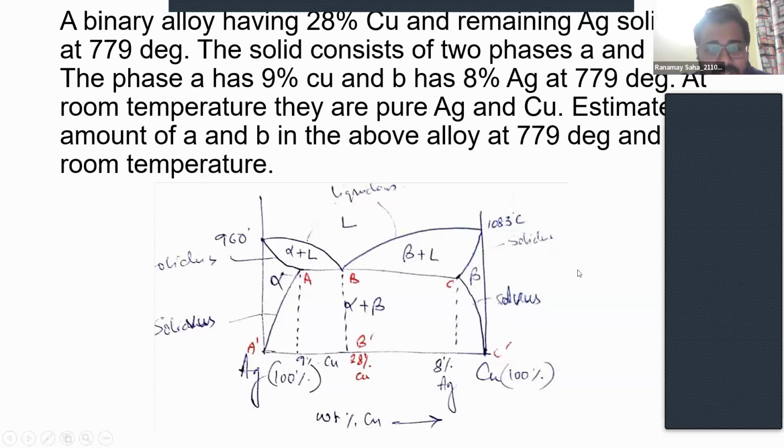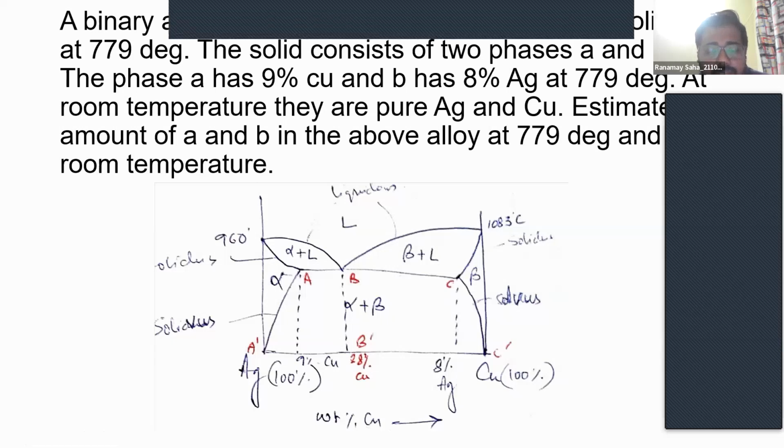No problem. Okay, so this is the phase diagram that comes out of this information. We have an alpha phase, we have a beta phase. Can you guys see my cursor? Yes, sir. Okay. So we have an alpha phase and a beta phase. A and B are written in the question, so you can take A and B as alpha and beta. It is said that there is 28% copper when the alloy gets solidified, and that happens at 779 degree temperature.